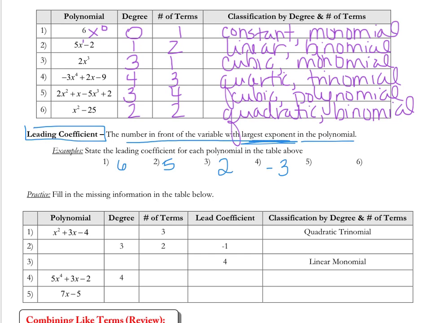Be careful that you didn't say 2, because this is the term with the largest exponent, so the leading coefficient is negative 5. And then number 6 would be 1. That's the number in front of the variable. So remember that the leading coefficient is the number in front of the variable with the largest exponent.